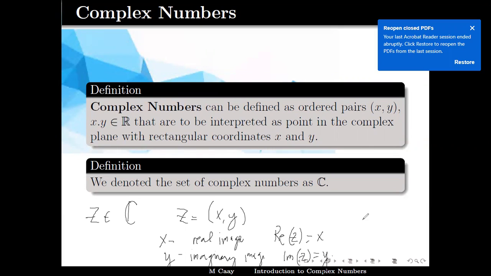So for simplicity, since this is our z equals x plus y, we can write our z as x plus iy, where i is equal to the square root of -1.